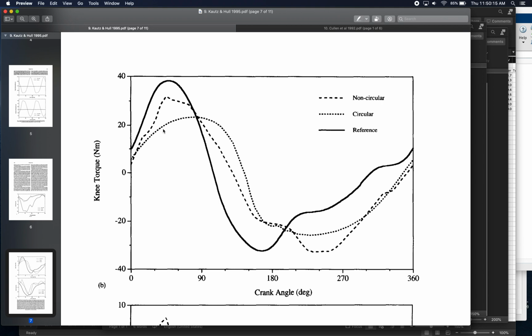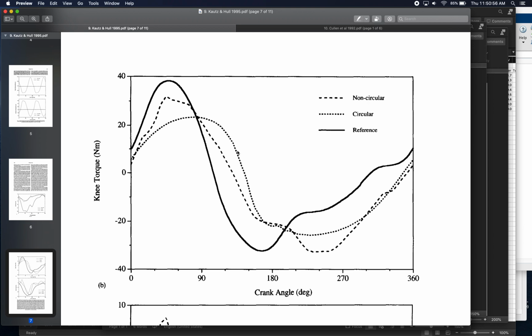So what happened here? With the non-circular chainring, the peak torque at the knee was actually quite a bit higher. It was maybe 20 Newton meters for the circular chainring and up to about 30 Newton meters with the non-circular chainring. But notice here that for the rest of the downstroke, until the torque becomes negative and it's going to be more hamstrings than quadriceps, for the majority of the rest of the downstroke, the non-circular chainring, these wider dashes here, required considerably less torque than the circular chainring.